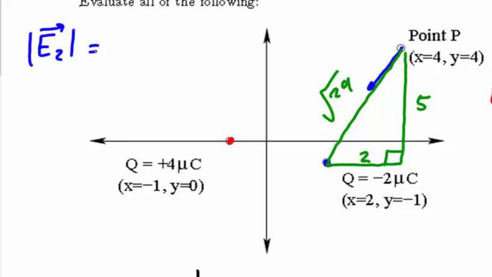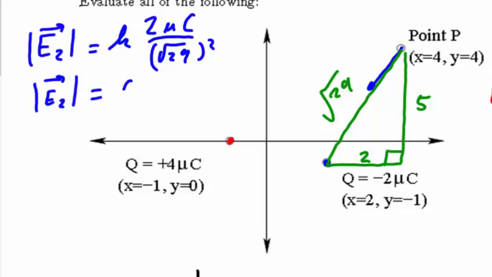Just as for E1, we're going to calculate magnitude, cosine, sine, and these will aid us in completing our table. The magnitude of E2 is the constant k times the amount of charge, which is 2 microcoulombs, divided by the distance of square root of 29 meters, quantity squared. This yields the result 620.69 newtons per coulomb.